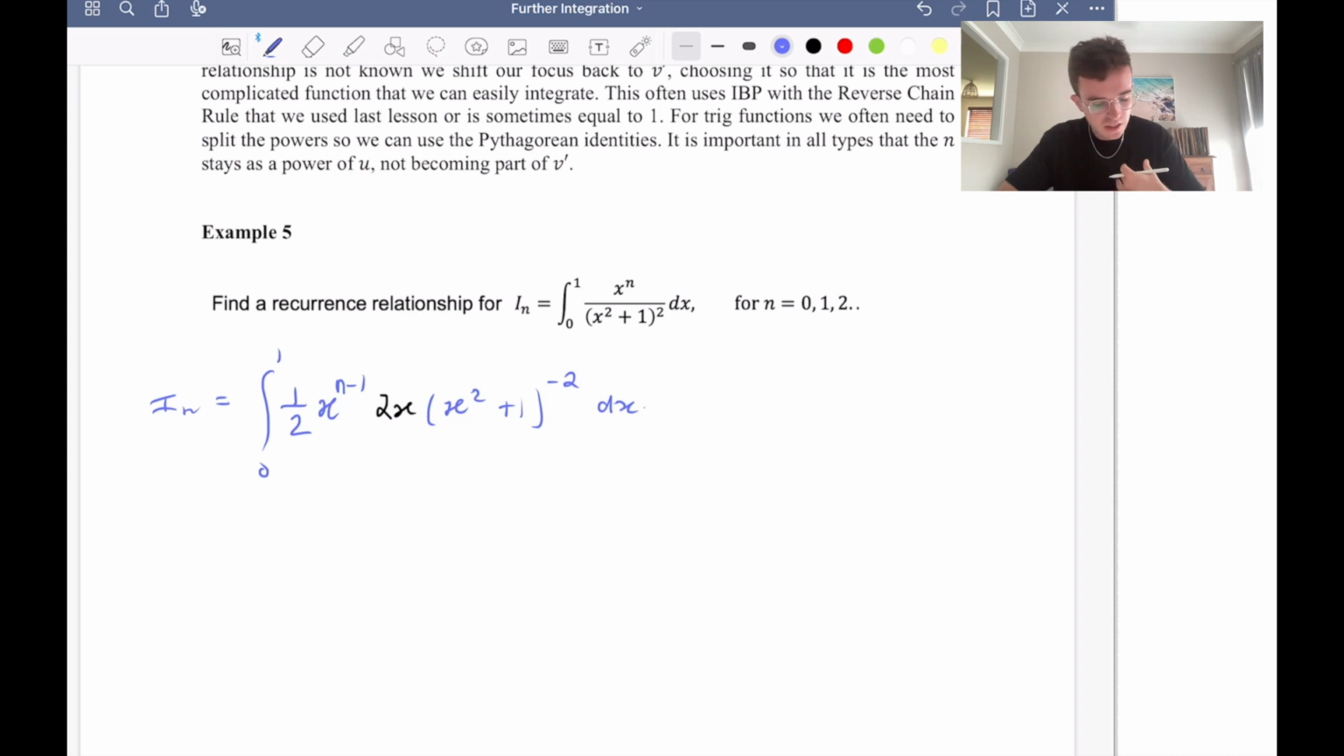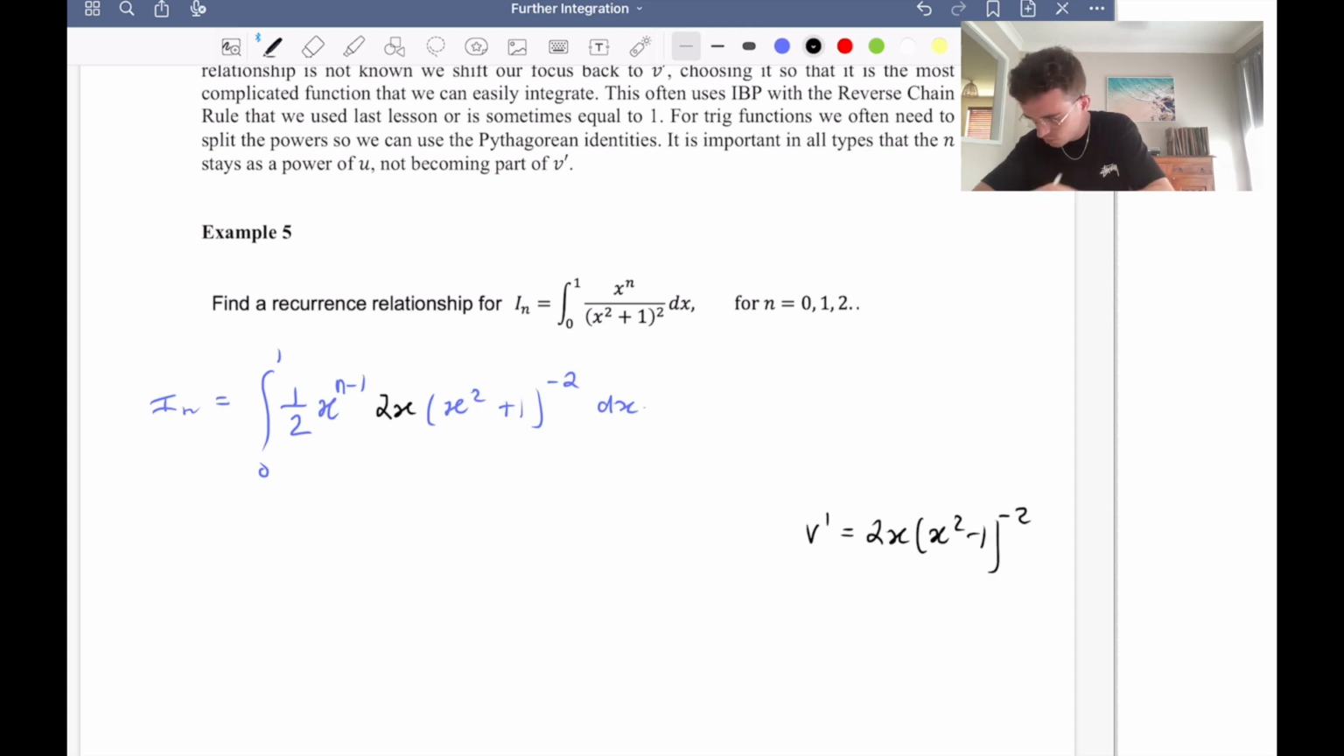So we're going to use that and we're going to integrate by parts this expression here, because this is in the form of the reverse chain rule, so it's very easy to integrate. So this v dash is going to be 2x, x squared plus 1 to the minus 2, which of course, nice and easy, means v is just going to equal minus x squared plus 1, not minus 1, to the minus 1, using the reverse chain rule. Easy.